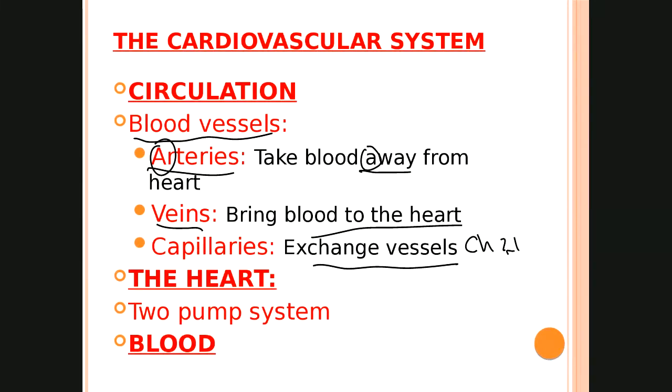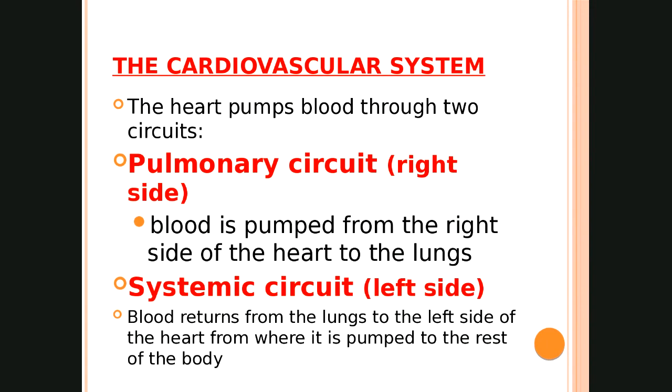The other organ that belongs in the cardiovascular system is the pump of the cardiovascular system, which is the heart. And notice that it says it is a two-pump system. And then obviously blood. Okay, so one of the characteristics of the human heart is that it functions on a two-circuit system.